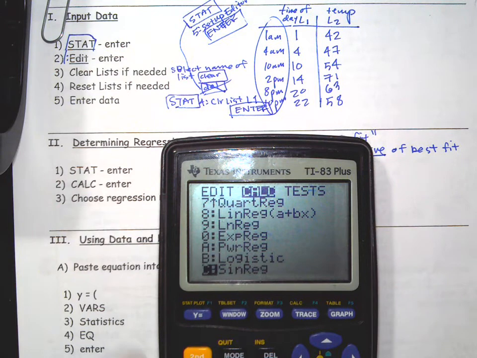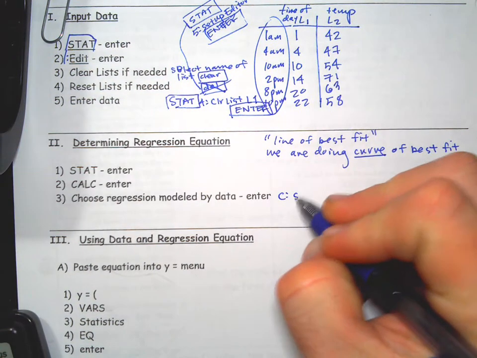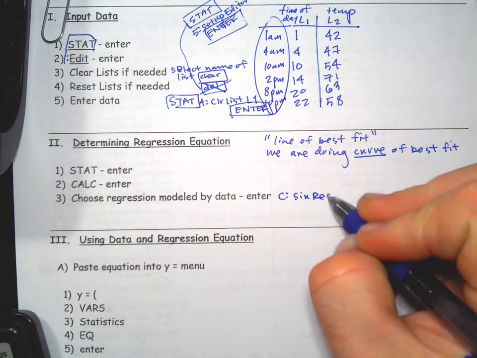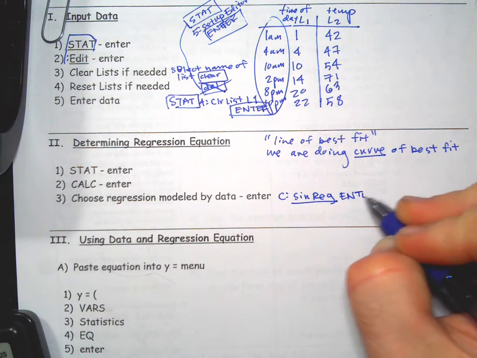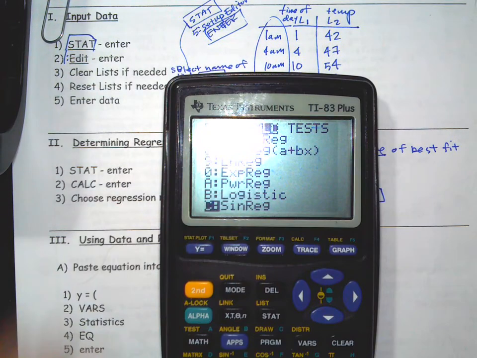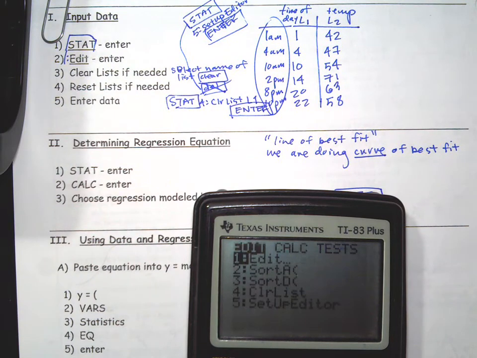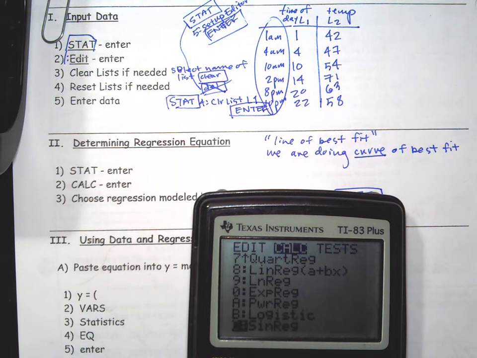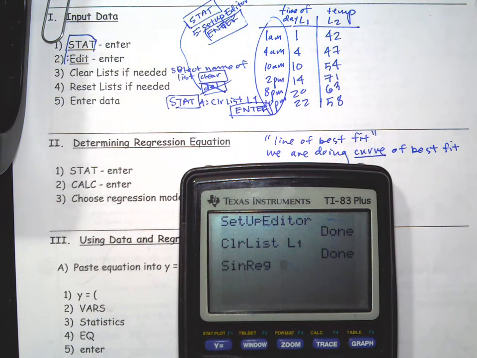So we're going to do option C, sine reg, which is appropriate for our trig chapter. We're going to hit enter. After we select it, it's also at the bottom, so the quickest way to get to this is to go up from the top of the list and you get to the bottom right away. So we hit enter. Now it brings up SinReg on here.